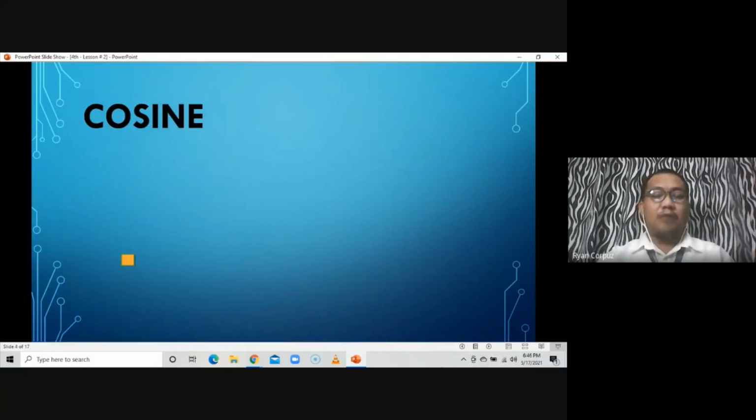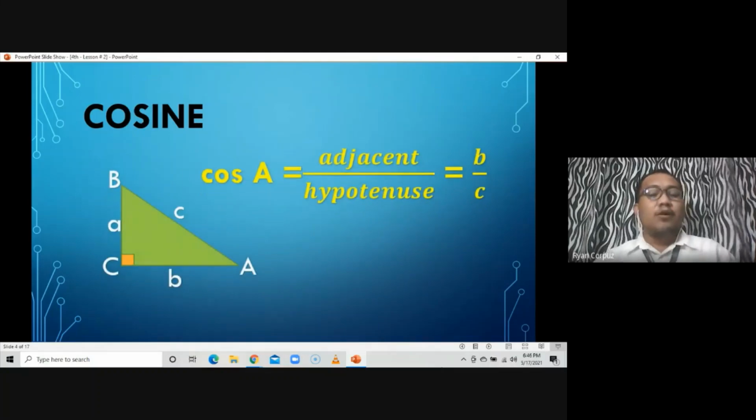What about cosine? So cosine naman, with regards to the same given right triangle, and with regards to angle A pa rin tayo. If you want to find out cosine A, so cosine A is equal to, sabi ito, adjacent over hypotenuse. That is adjacent over hypotenuse.